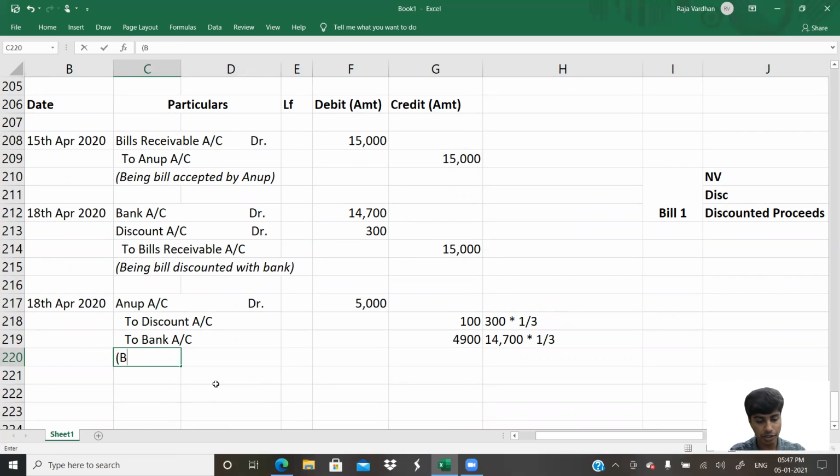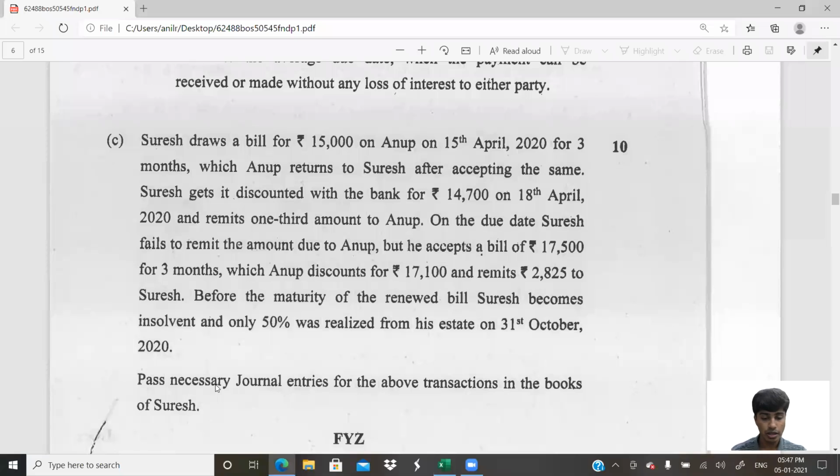What will be the narration here? Being the discounted proceeds shared to Anup. Perfect. Let us go to the next one. So what's happening after that? We are in the fourth line, after the full stop.